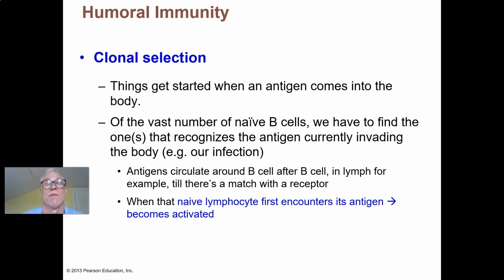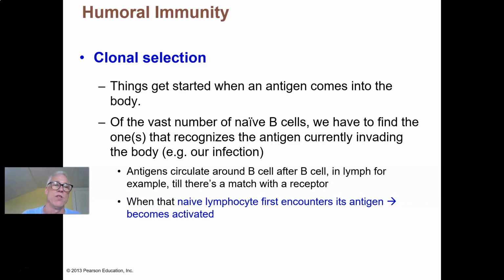So clonal selection, we said that the process of making lymphocytes involves a genetic shuffling process. We have billions of lymphocytes, or at least a billion or so, individual, unique lymphocytes whose receptors each recognize a different antigen or antigenic determinant. We've got this whole array of cells.